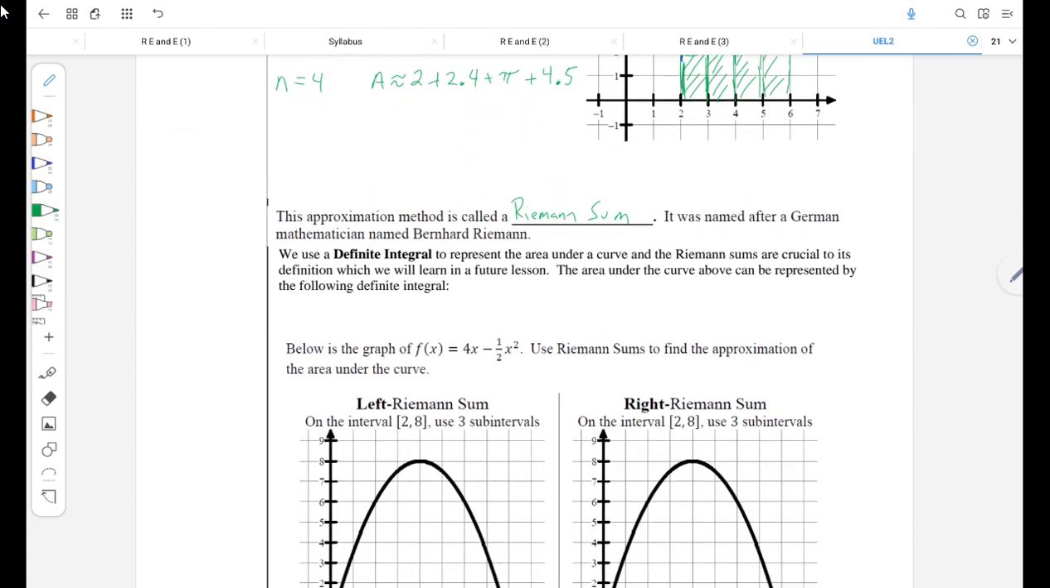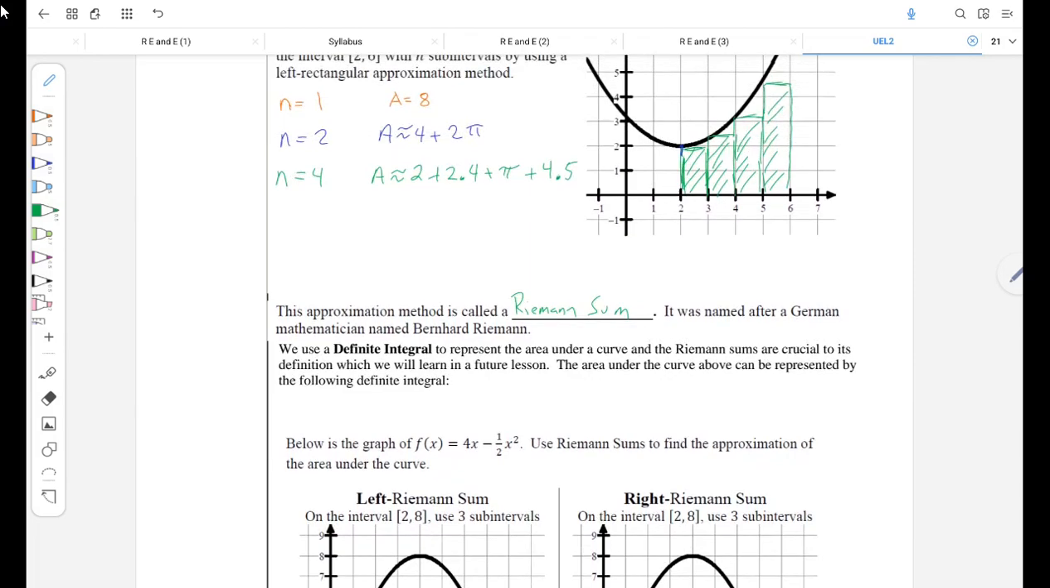To introduce some notation here, we use a definite integral to represent the area under a curve. And the Riemann sums are crucial to this definition. So if I wanted math to symbolize the exact area under the curve, I would draw the integral symbol.